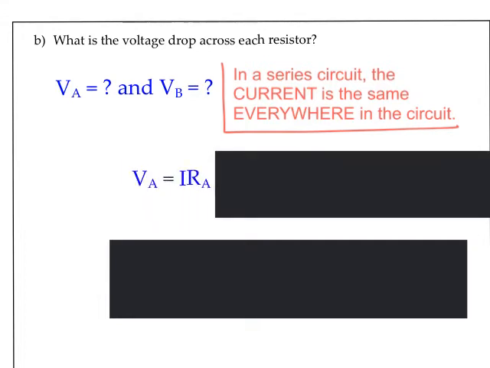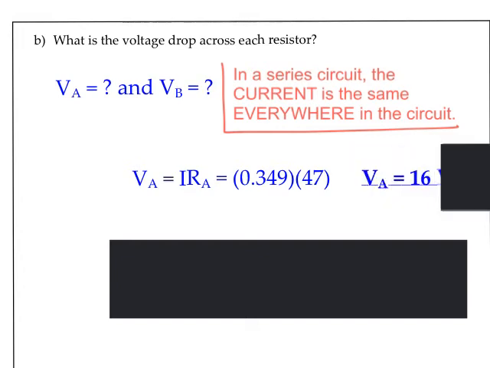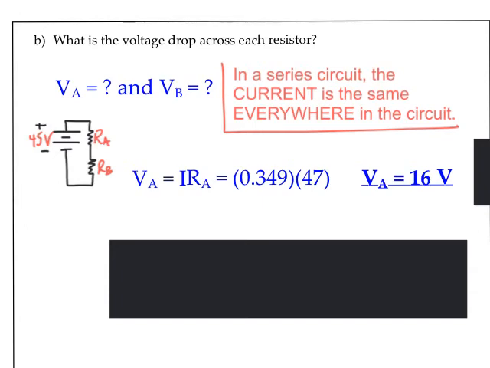So to find out how much voltage drop there is across resistor A, I'm going to multiply that current times the number of resistor A itself. So we would simply plug in those values. Our current was 0.349 and resistor A had a value of 47 ohms. And when we multiply those together, that tells us that there's 16 volts in that part of my circuit. So if we think about our schematic diagram, out of the 45 volts total, 16 of them are being used up across resistor A. We also need to find out how many are used across resistor B.